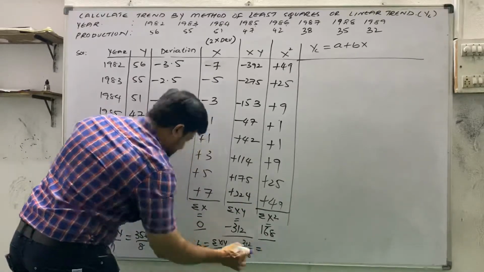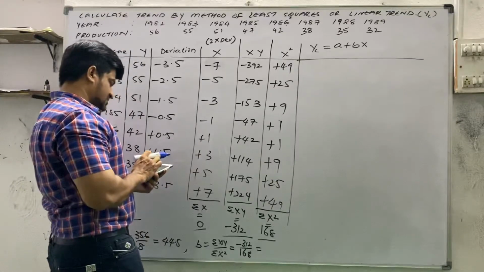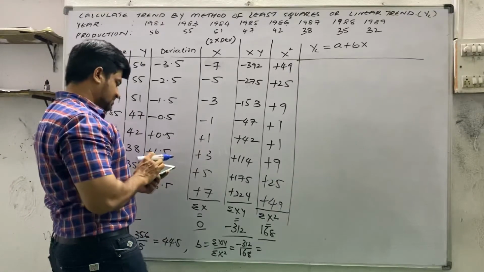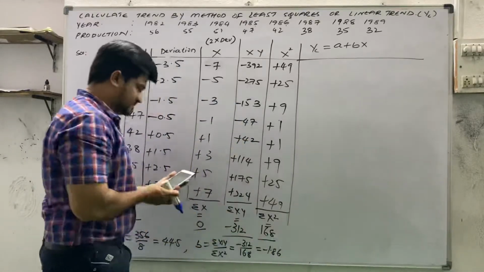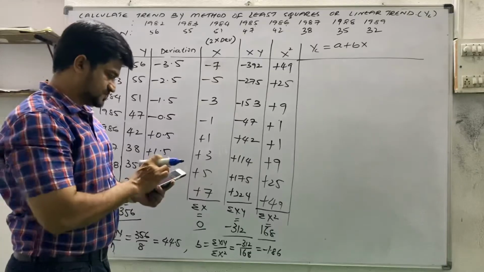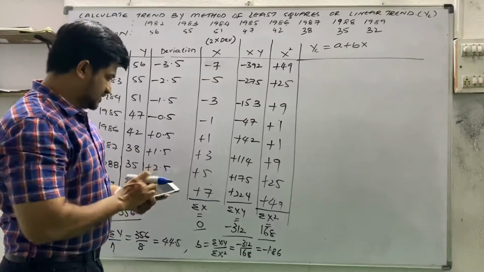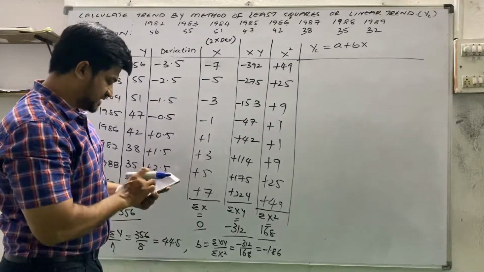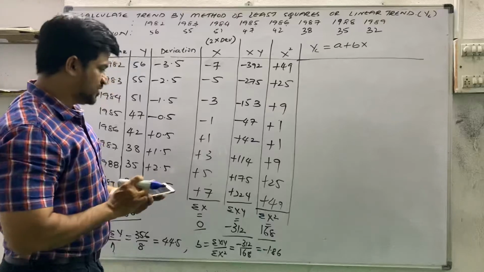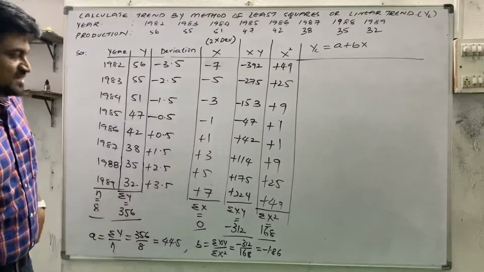Divided by 168. So this value will be minus 1.86. Let me cross check this one. Minus 312 divided by 168 is 1.857, so 1.86. Because the negative number is there, we have a minus sign.